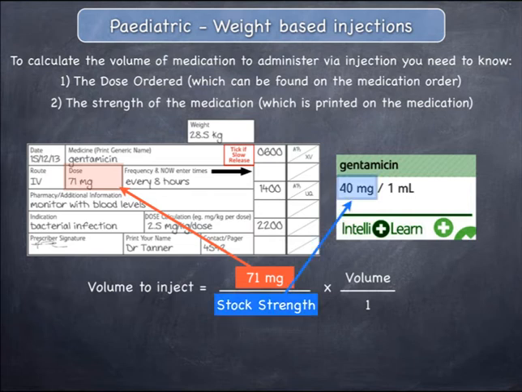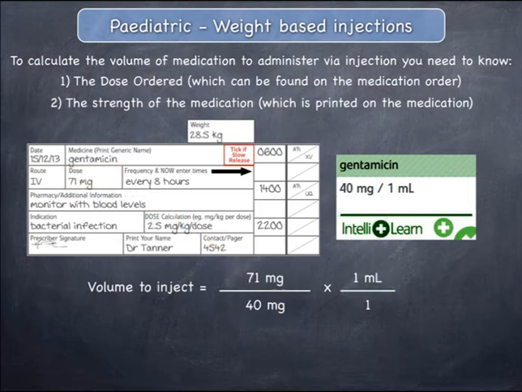The stock strength can be found in the concentration of the medication. It is the first numerical value before the backslash sign. In this case, it is 40 milligrams. The volume can also be found in the concentration of the medication. It is a numerical value after the backslash sign and always specified in mils. In this case, it is 1 mil. The required calculation is shown.